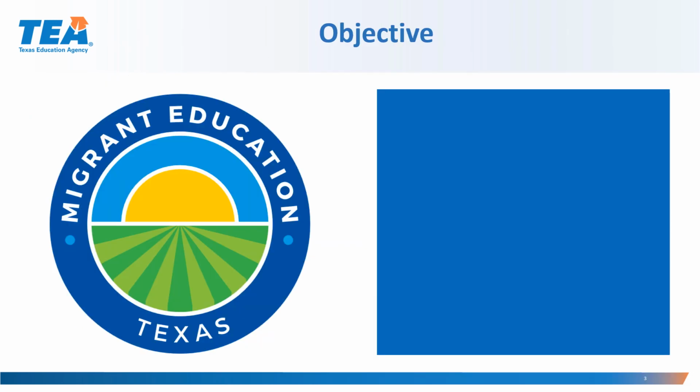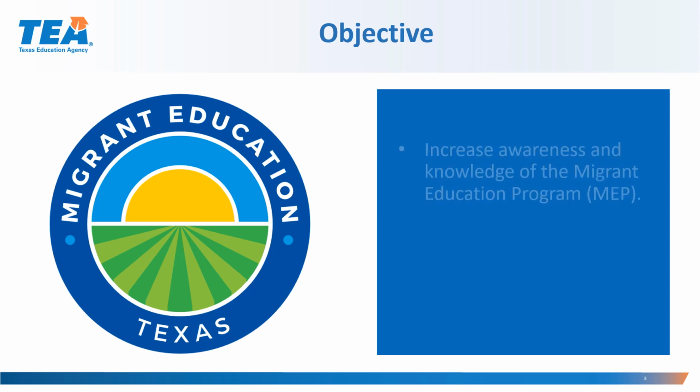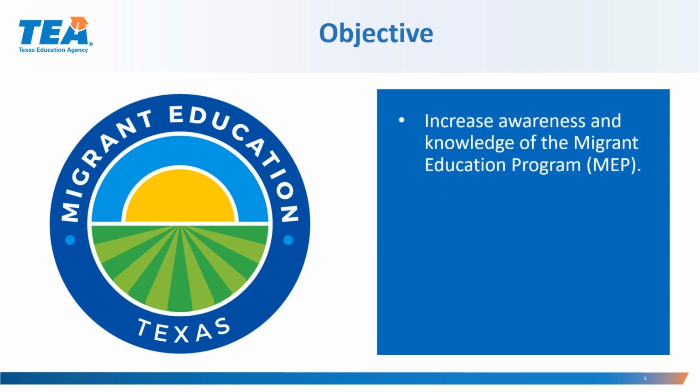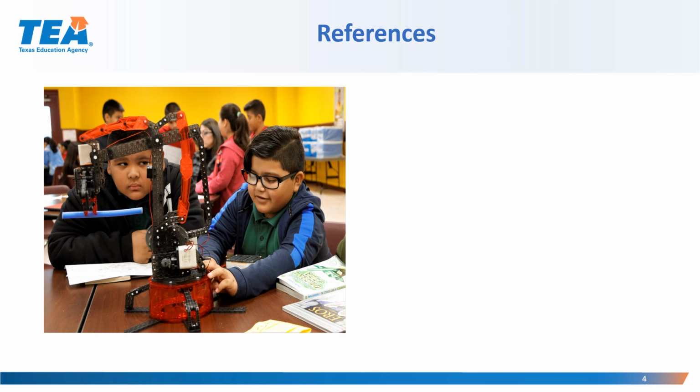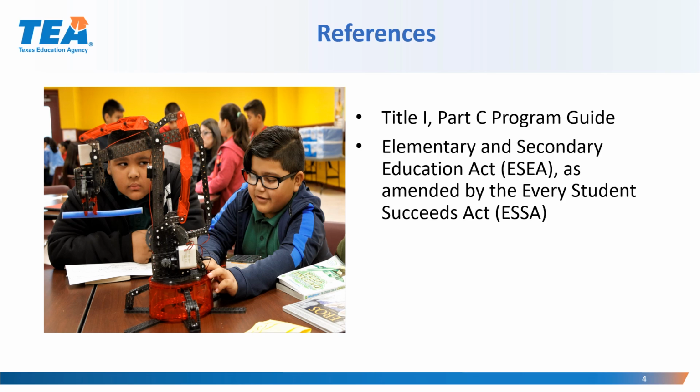The objectives of this overview are to increase awareness and knowledge of the Migrant Education Program, or MEP, and to introduce the new program guide. During this session, we will be referencing the Title I Part C Program Guide, the Elementary and Secondary Education Act (ESEA) as amended by the Every Student Succeeds Act, and the MEP Policy Guidance.